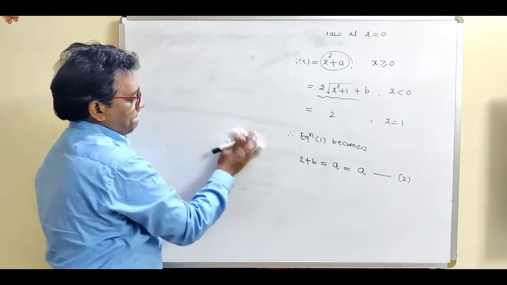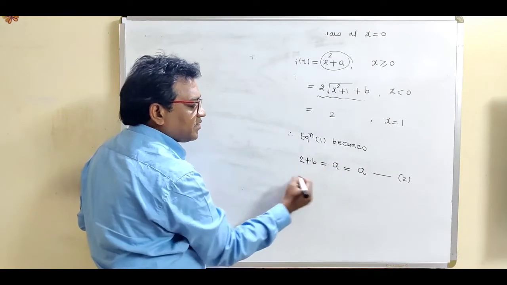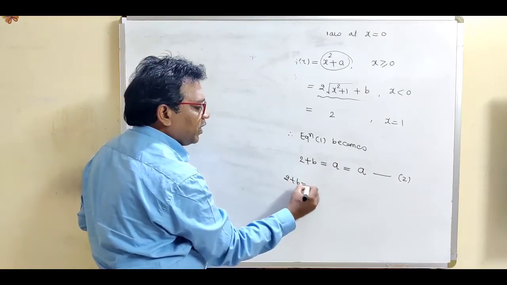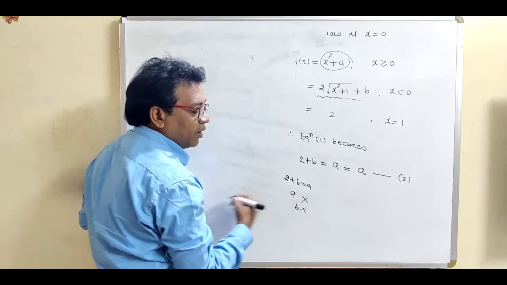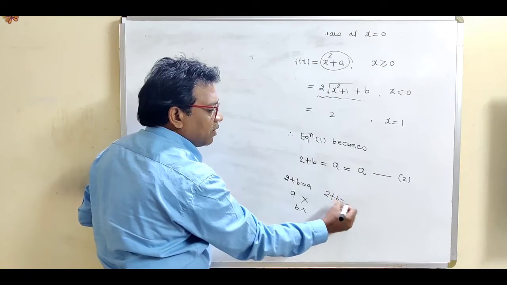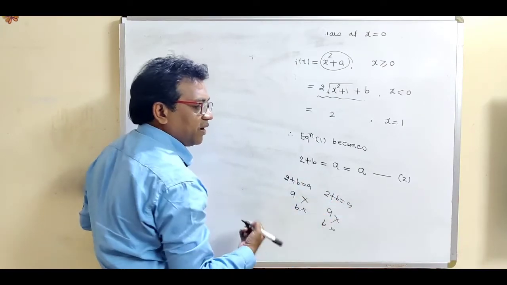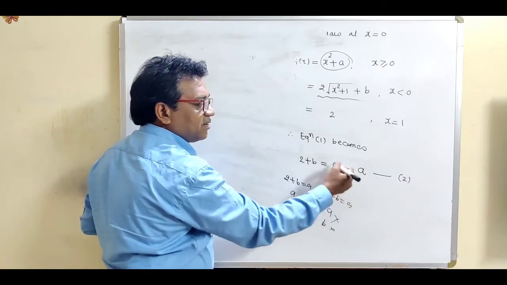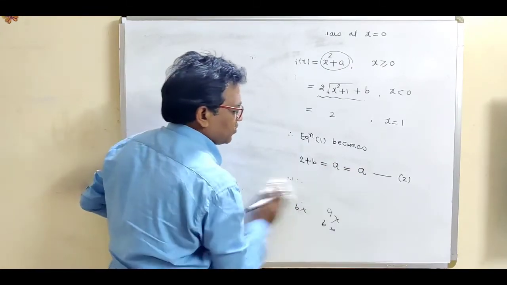Now see, if we equate, suppose, the first and second term, 2 plus b is equal to a, we cannot find a and b separately. If we equate the first and third term, again we have the same equation, so obviously we cannot find a and b separately. Or by equating the second and third term, again we cannot find a and b separately.